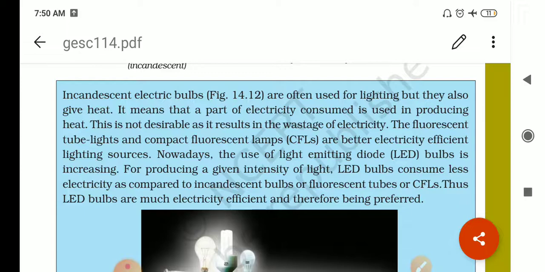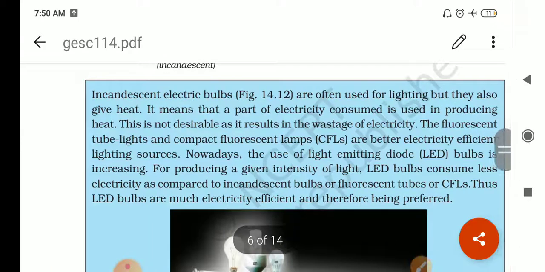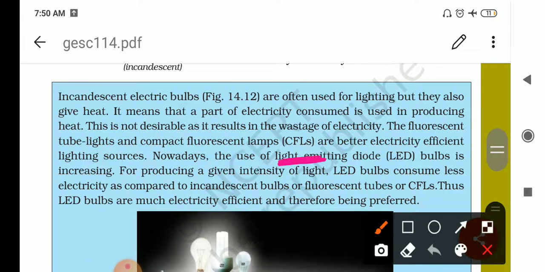The fluorescent tube lights and the compact fluorescent lamp, CFL. We know LEDs and CFLs are used nowadays. They consume less electricity because they do not produce much heat. These are better, electricity efficient lighting sources. LED is the light emitting diode. And CFL is compact fluorescent lamp. These two are used nowadays and consume less electricity as compared to the previous type of bulb.